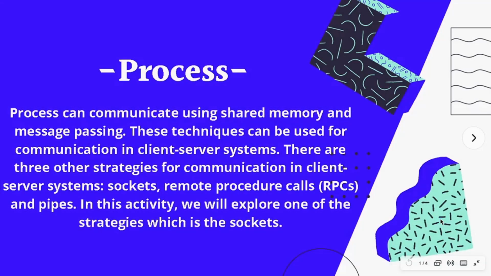Processes can communicate using shared memory and message passing. These techniques can be used for communication in client-server systems. There are three other strategies for communication in client-server systems. First is a socket. Second is remote procedure calls, or RPCs. And lastly is pipes.